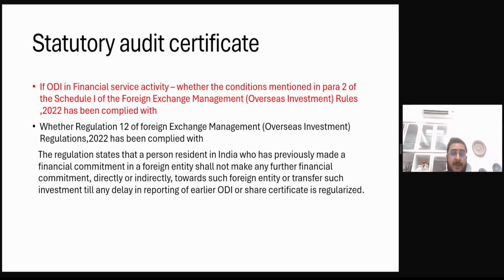So you should have that in your file. Key this: this ODI share certificate has been submitted. That acknowledgement the bank gives, that they have received it, a copy of that should be there in the file. It is very primary documentation when you're doing this.